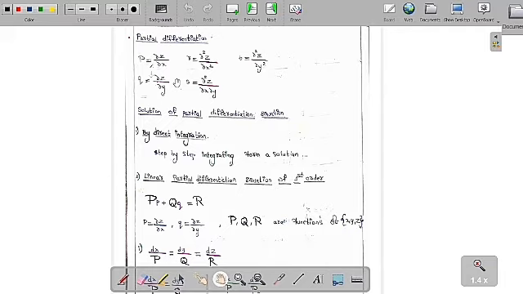But now we are going to discuss partial differentiation. Whenever the output is a function of many variables, how to get the solution of any partial differential equation, that we are going to discuss now.